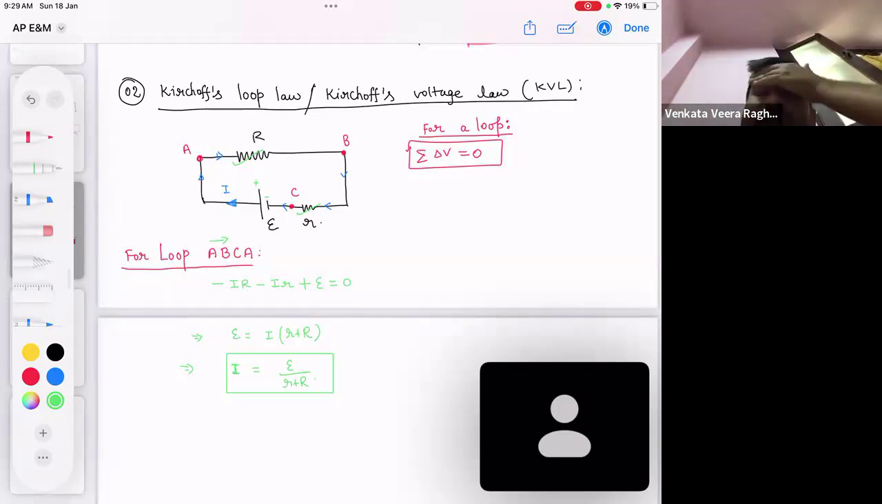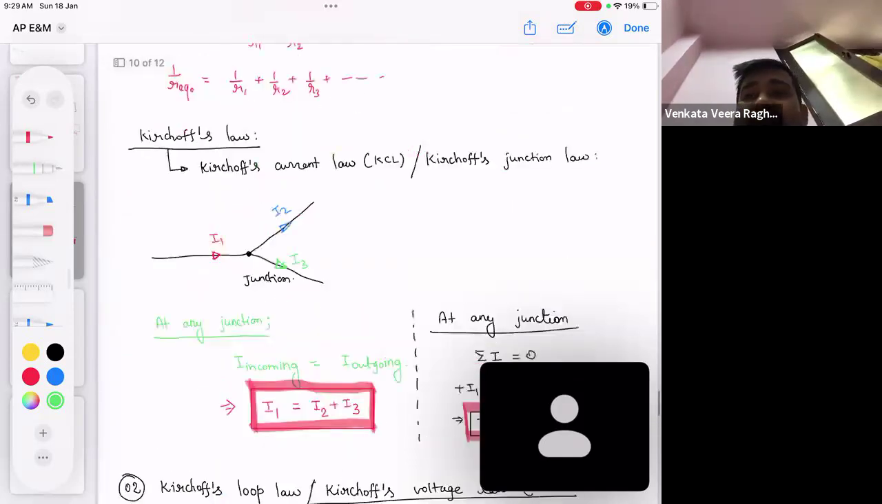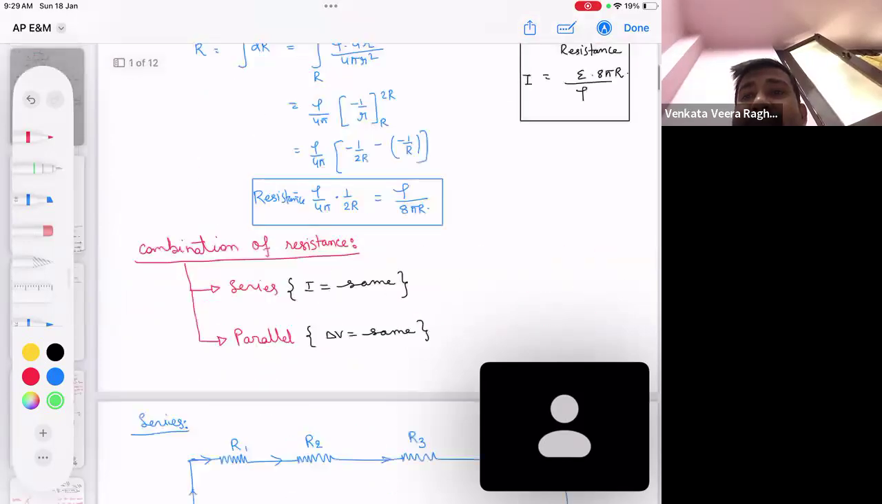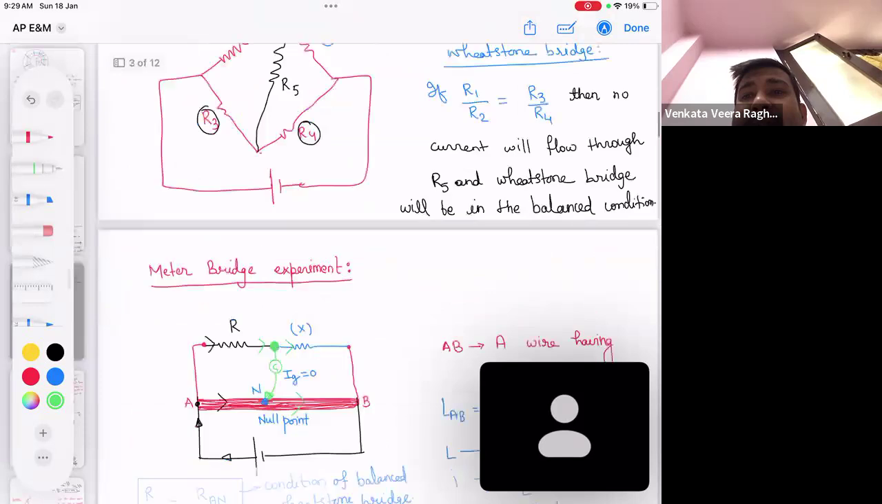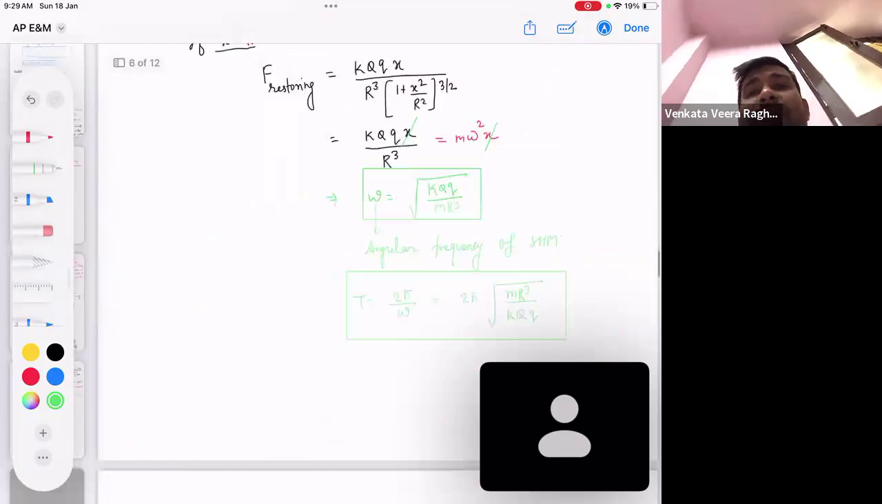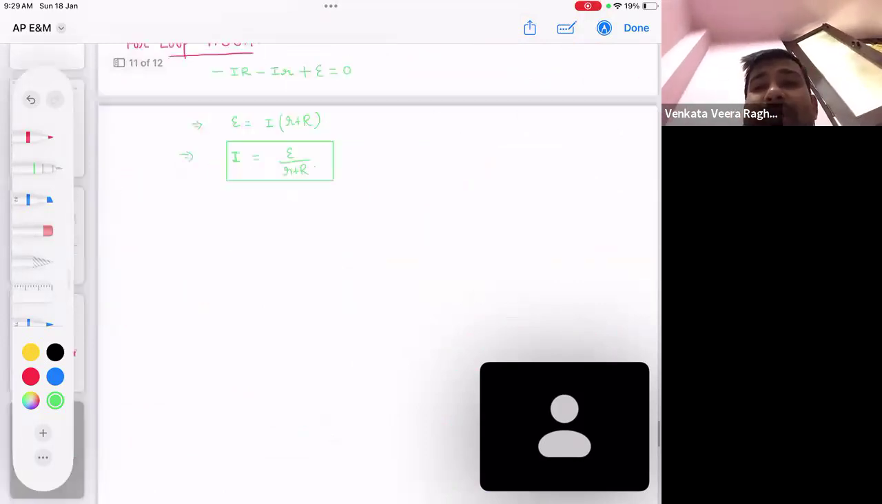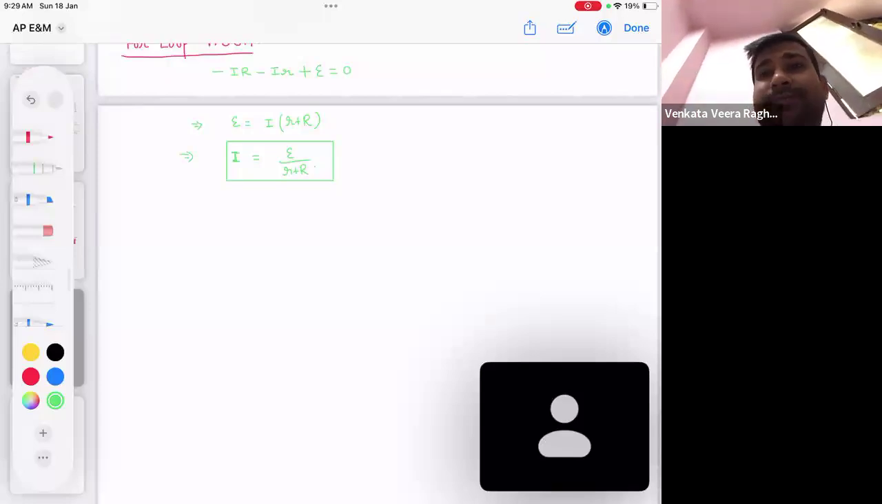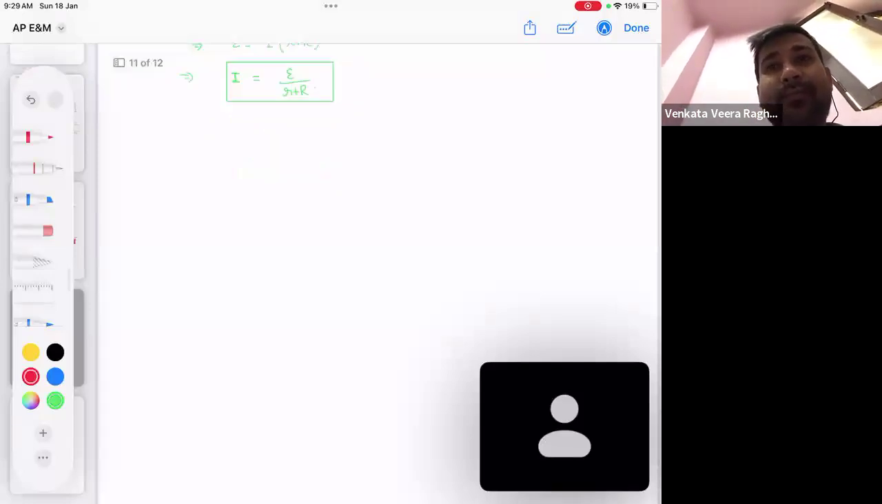Okay. Now let's practice some of the questions. Many things we have discussed till now, like series and parallel combinations of resistors, right? We have not yet discussed any question on that. So now let's practice some questions on what we have learned till now theoretically. Okay, let's practice some questions now.